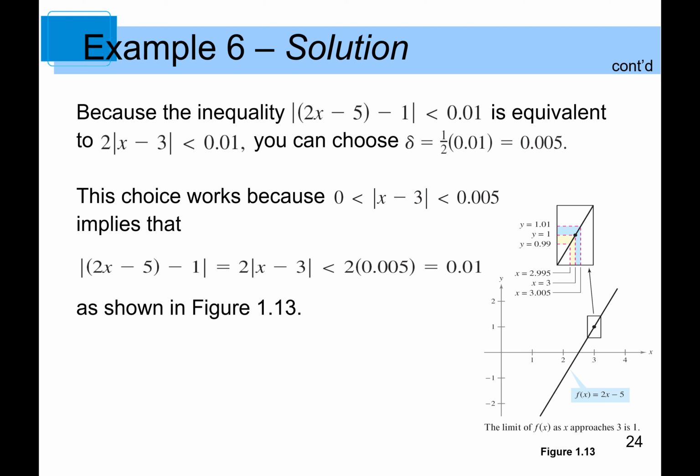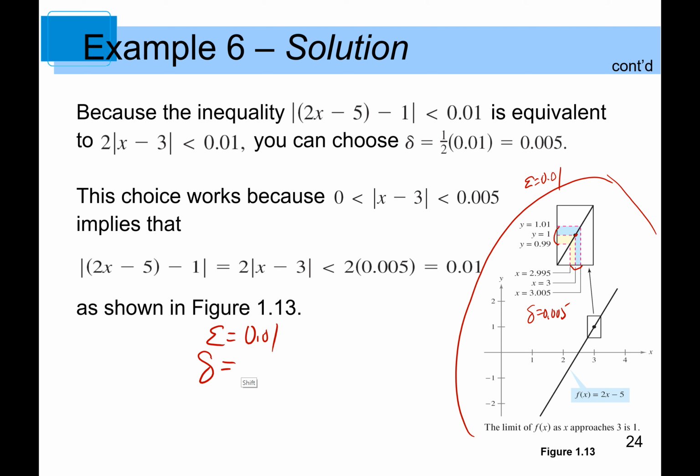Graphically speaking, as you can see, this is the graph for this. At this particular point, in this case epsilon is 0.01 and the delta is 0.005. So for this tiny little interval yields that tiny little interval for the limit. So that's why the epsilon is 0.01 and delta is half of that, 0.005.